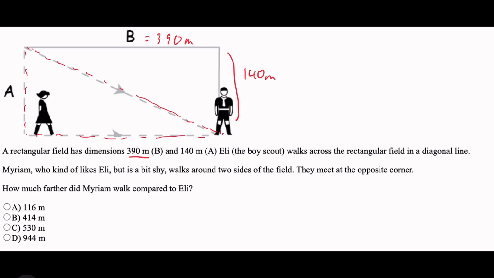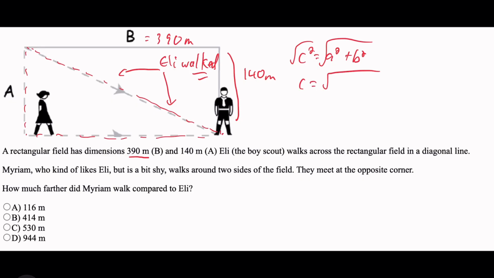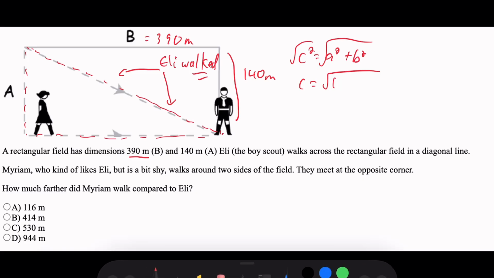So what we're going to do is first we're going to figure out how much Eli actually walked, which is going to be this hypotenuse here. So this is how much Eli walked. And so if that's a hypotenuse, remember that c squared is equal to a squared plus b squared, which the root of that would give us c is equal to, and let's say a squared is 140 squared plus 390 squared. When we square root that fully, we end up getting about 414.367, and that's how long Eli walked.